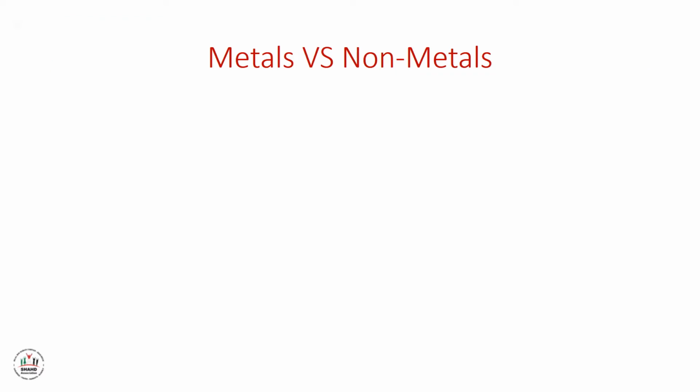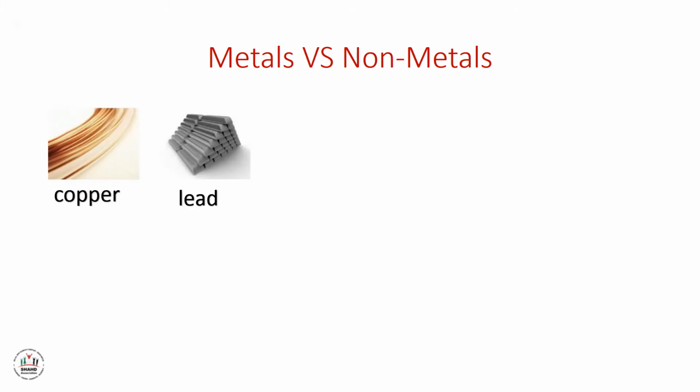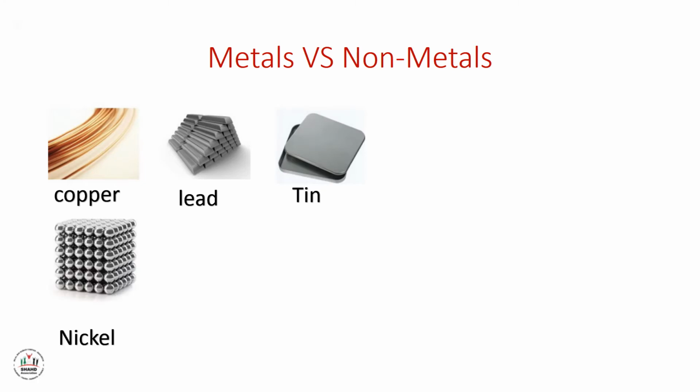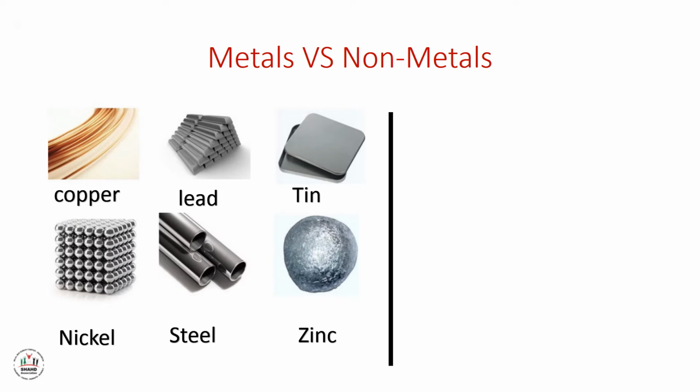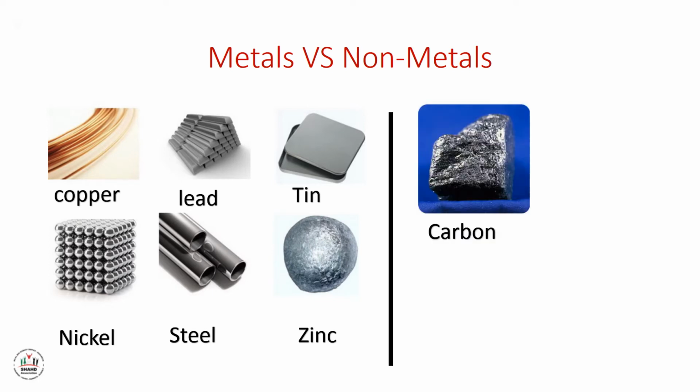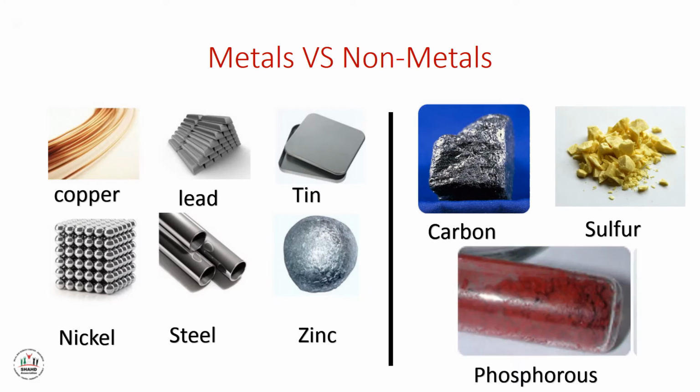As we saw in the Explore section, some materials differ from others depending on their composition. Our lesson today is about these materials, metals and non-metals. But before we start our lesson, let's list some metals and some non-metals. For example, in the metals we have copper, lead, tin, nickel, steel, zinc, and in the non-metals we have carbon, sulfur, phosphorus.